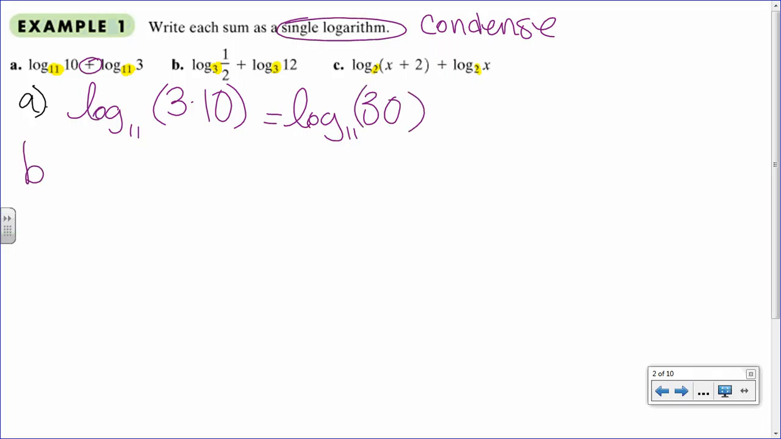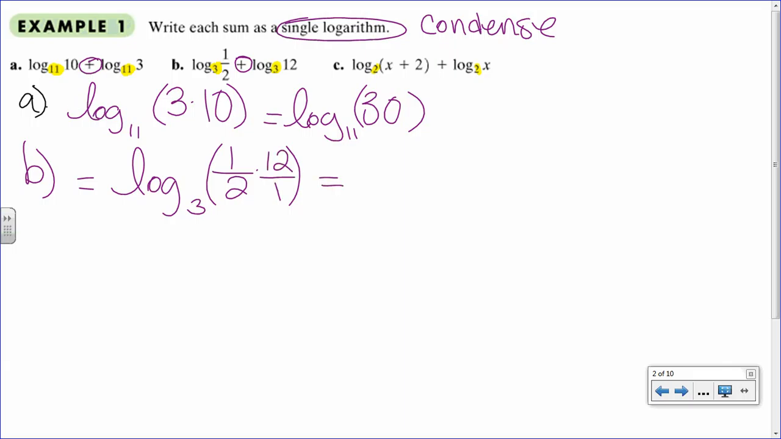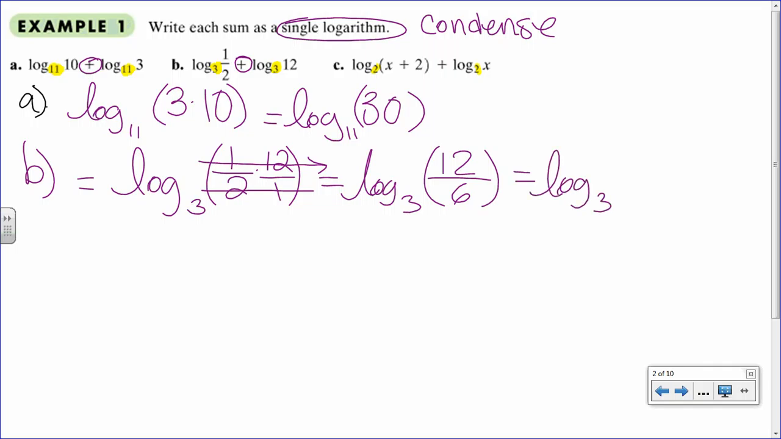The next one, we check they have the same base. They are adding. We have the sum of two logs. So we're going to condense them by multiplying the two arguments. So 1/2 times 12. And remember that when we multiply fractions, we have to multiply straight across. So 1 times 12 is 12, and 2 times 1 is 2. And of course, if you can reduce it, you will. So that will be the log base 3 of 6.